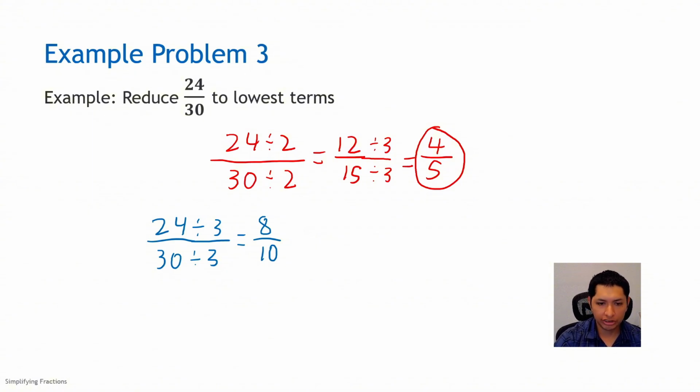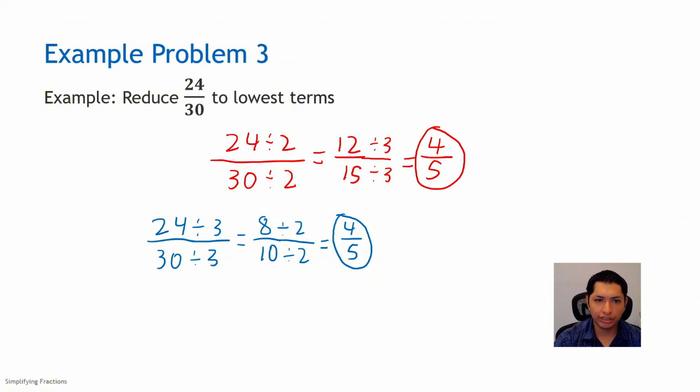So I asked the same question. Can I divide 8 and 10 by a number and get an answer with no remainder? And the answer is yes. If I divide both 8 and 10 by 2, I get 4 over 5. And that, again, is the lowest term answer.